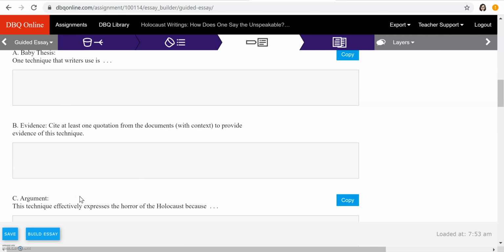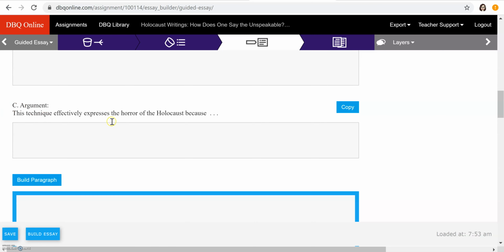Then you have evidence. So this is the quote or quotes. You have to have at least one from the documents. Make sure that you put documents A, B, C, or D. Notice that it says cite at least one quotation from the documents with context to provide evidence for this technique. So you have to say one example of repetition is in document B, where the repetition of Jew is repeated. The word Jew is repeated 6 million times in this book to show the magnitude of the loss of the amount of Jews killed in the Holocaust.